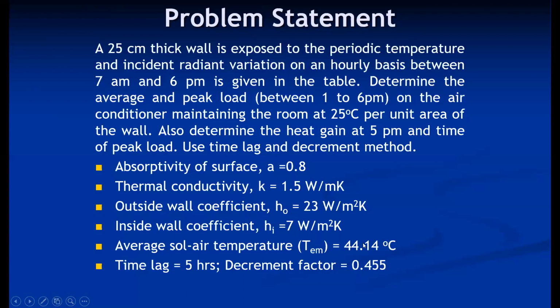Average sol-air temperature in this case is given. Maybe this is the average of 24 hours, 44.14 degrees Celsius. If it is not given, we can take an average of whatever values are given in the table. The time lag is given as 5 hours, and the decrement factor is also given. So this information is given.